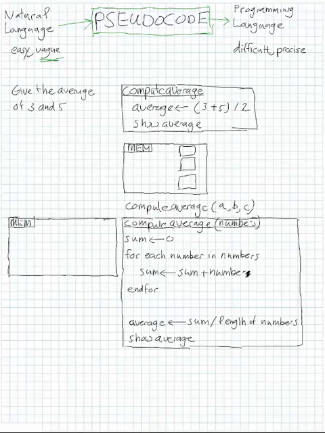Now let's have a look at a very simple algorithm. We start with the following problem. So as you can see, it's specified in natural language. Give the average of 3 and 5. And here you can see the corresponding pseudocode. Pseudocode always starts with the name of the algorithm, and it should not be too long. So I chose for this algorithm the name compute average.